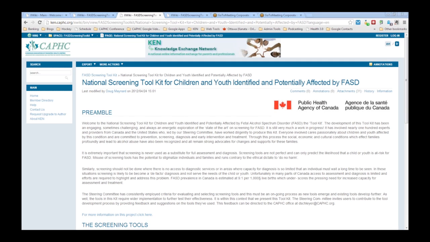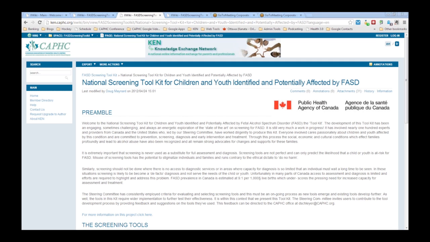I just wanted to make a comment about the National Screening Toolkit that CAPHC and our steering committee have been dealing with for a number of years. We are reviewing and updating the literature on what tools may have become available since we did our initial reviews about five or six years ago, to inform us about what has been enhanced in the last several years, so that we know there are gaps and groups of children that we are missing in having a screening tool that might be applicable to all age groups, including adults.